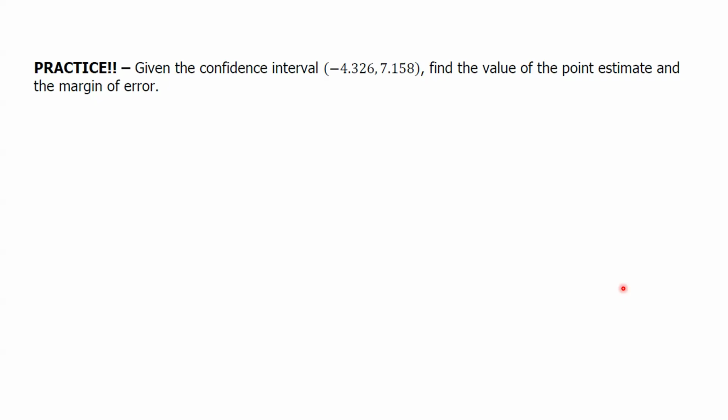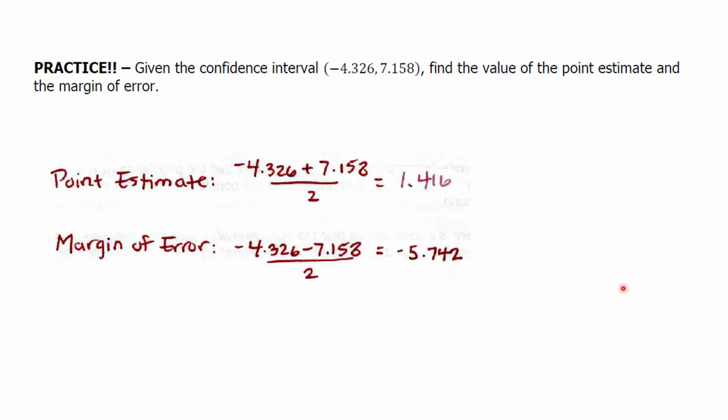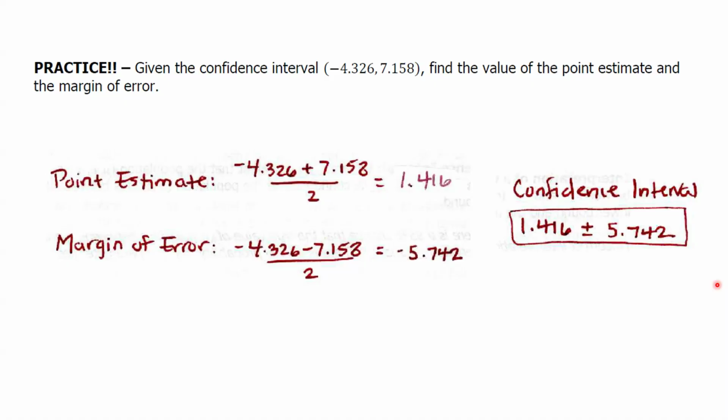Okay, hopefully you have attempted the problem. So our answer for this problem, we are given the confidence interval and you're asked to find the value of the point estimate and the margin of error. So you would take your lower bound and upper bound, plug them into our formulas where we add them together and divide by 2 to find the point estimate, and then we subtract them and divide by 2 to find our margin of error. Okay, so then our confidence interval would be 1.416 plus or minus 5.742.